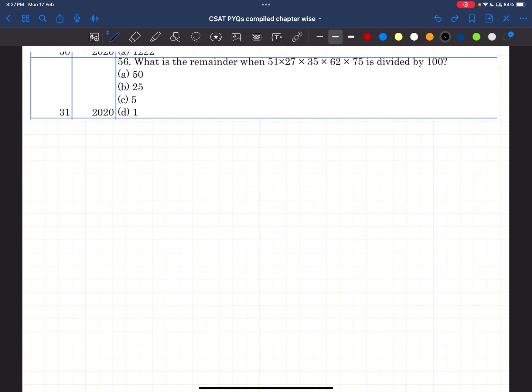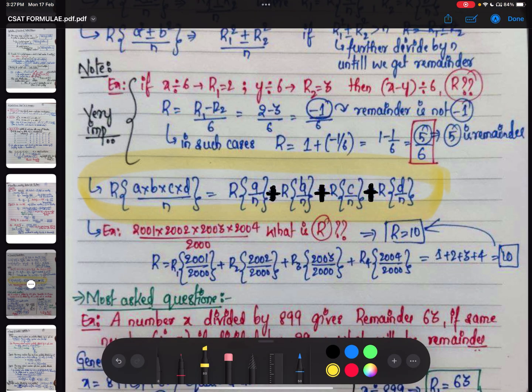So far, we have solved 30 questions from the number systems section, and today we'll be solving questions 31 to 35 in this video. See, what is the question? What is the remainder when 51 into 27 into 35 into 62 into 75 is divided by 100? This is a very simple question. By using the formula, we'll solve this question easily. I'll show you the formula.